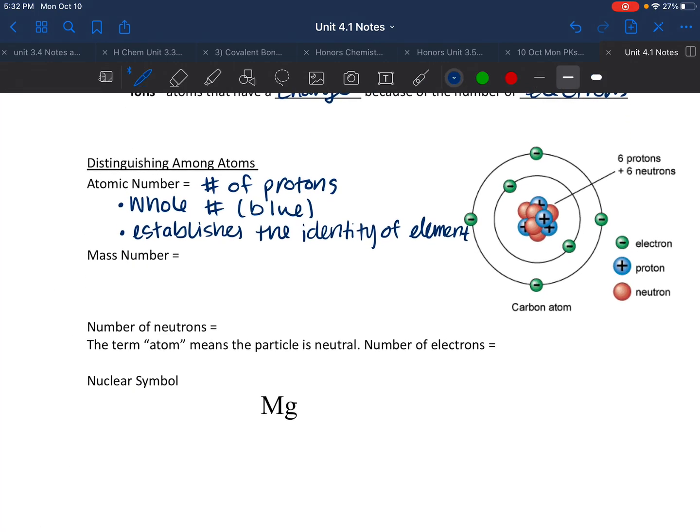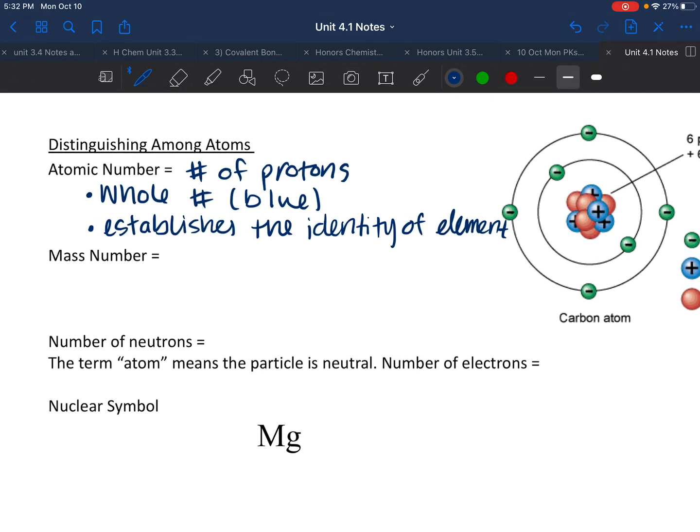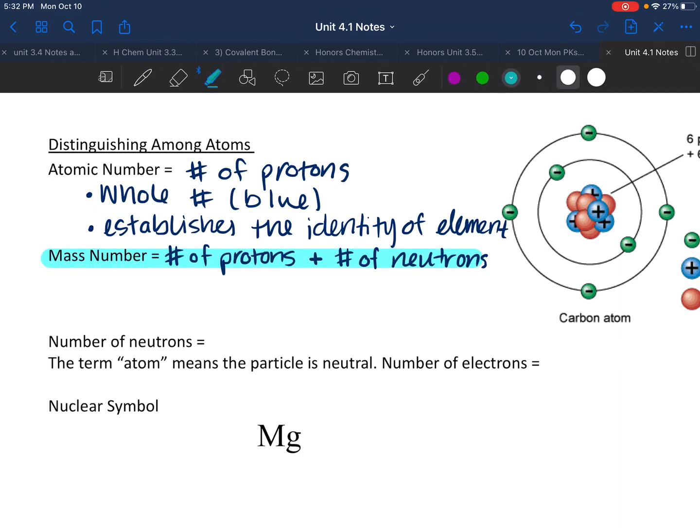So, in terms of our mass number, we discussed that electrons are practically massless, so the only two things that go into our mass number are going to be the number of protons added to the number of neutrons. So this is going to be an equation that you are going to want to be familiar with: mass number equals number of protons plus number of neutrons. And so, again, this is a whole number.